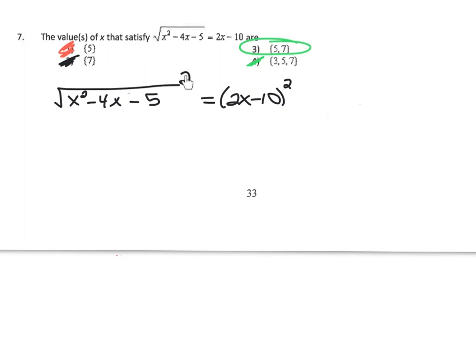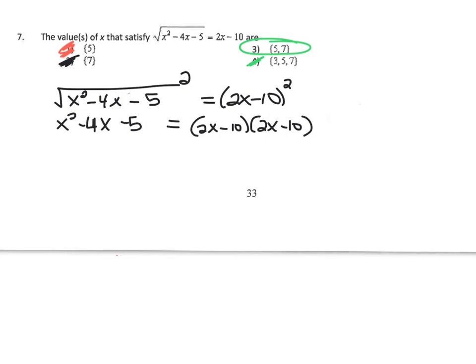Okay, so what happens is a square and a square root cancel each other out, so I can just bring down the x squared minus 4x minus 5. And on the right-hand side, since this is being squared, it means we have 2 of them, so let's write it out twice. That way we can double distribute, right? Don't just try to distribute this in. That's not going to give us the right answer.